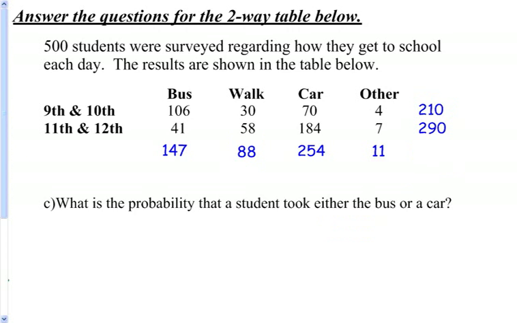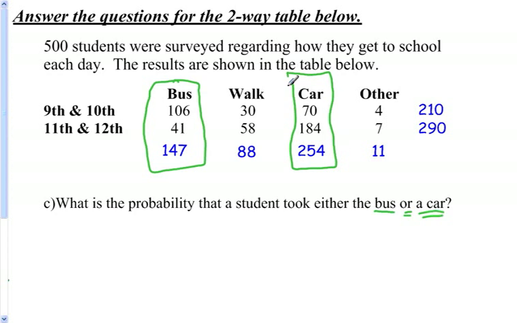Okay, other questions we could be asked. What's the probability that a student took either the bus or a car? Two different things here, so we've got to take a look at the bus people and our car people. If you pick a random student, what's the probability they fall in that category? Well, there are 147 bus riders and 254 car riders. That's a total of 401. If I put these together, there are 401 students out of a total of 500. This is my probability, 401 out of 500 students.